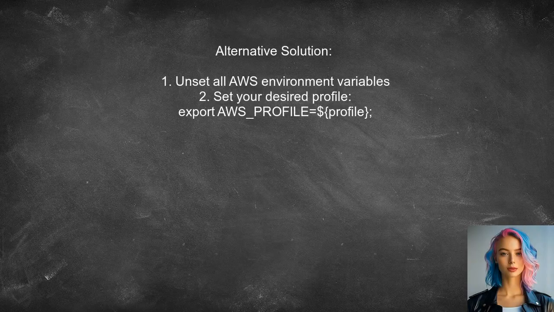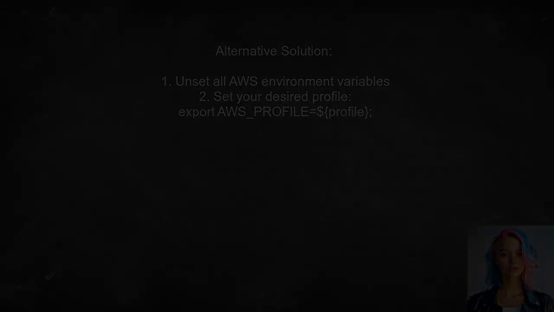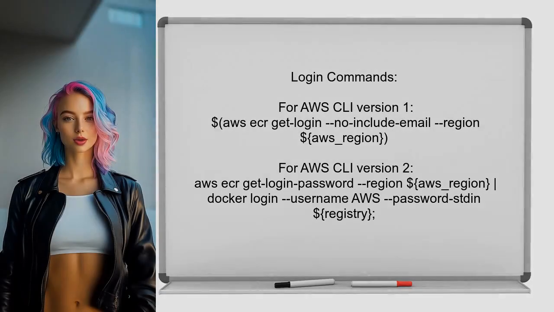This user suggests a specific approach for using AWS profiles. First, ensure that all AWS environment variables are unset. Then, set your desired profile using the AWS profile variable. Next, depending on your AWS CLI version, use the appropriate command to log in. For version 1, use the get-login command. For version 2, use get-login-password with Docker login.